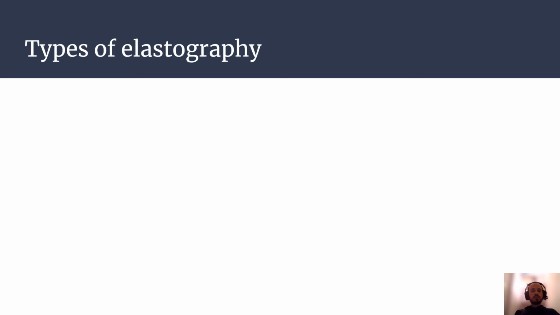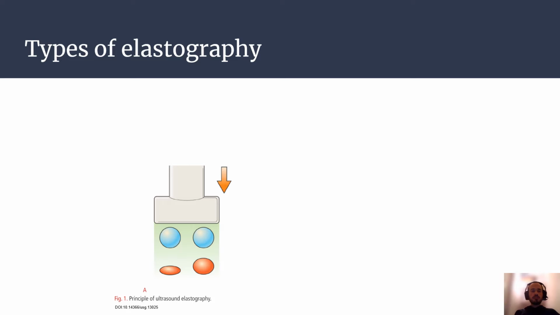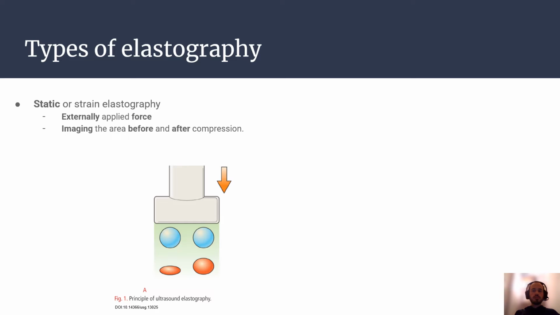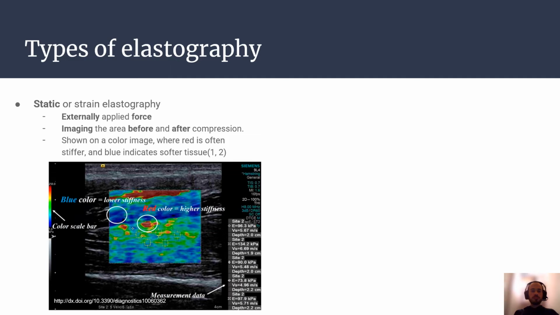There are two main types of elastography: static or strain elastography. In this method, the elastography measurement is achieved by applying external force by the sonographer or endogenous force such as a pulsating artery or patient respiration. It involves imaging the area of interest before and after compression has been applied.